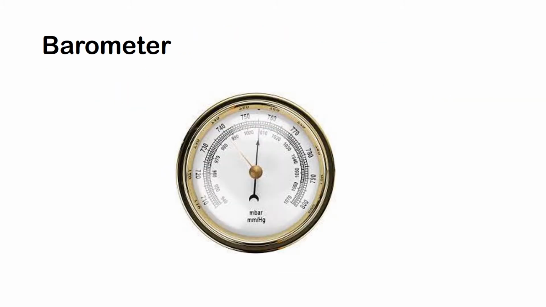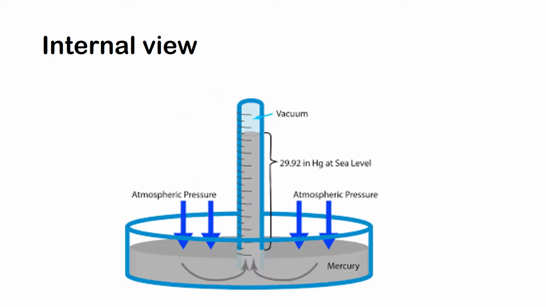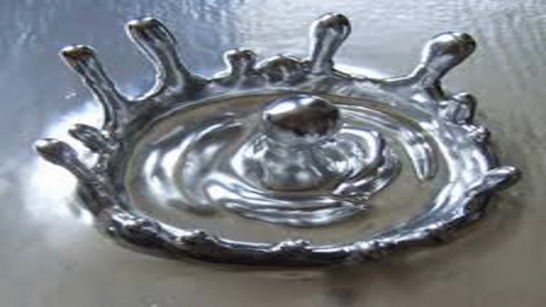This is the barometer to measure pressure. So this is the internal view. As you can see, there is atmospheric pressure. Because of the atmospheric pressure, the mercury comes up, or pumps up. Mercury is used because it is a good conductor of heat and is a metal. Metals are good conductors of heat.